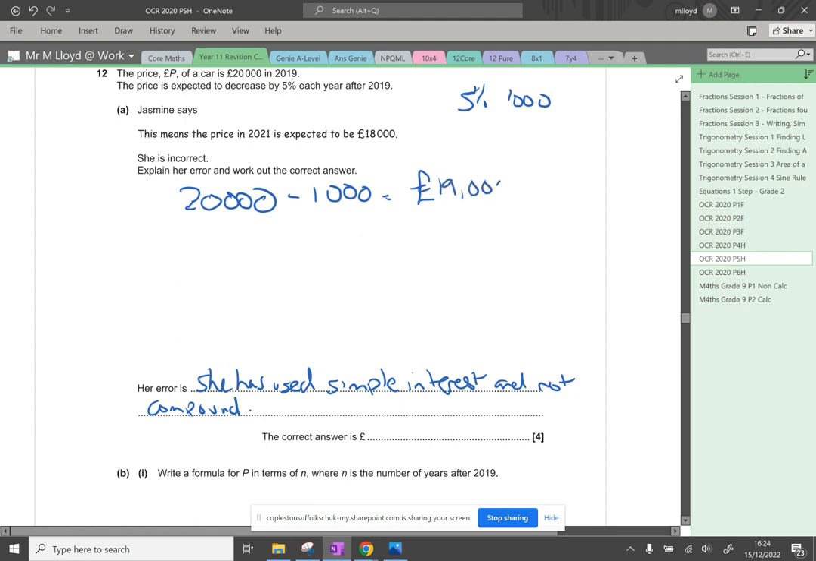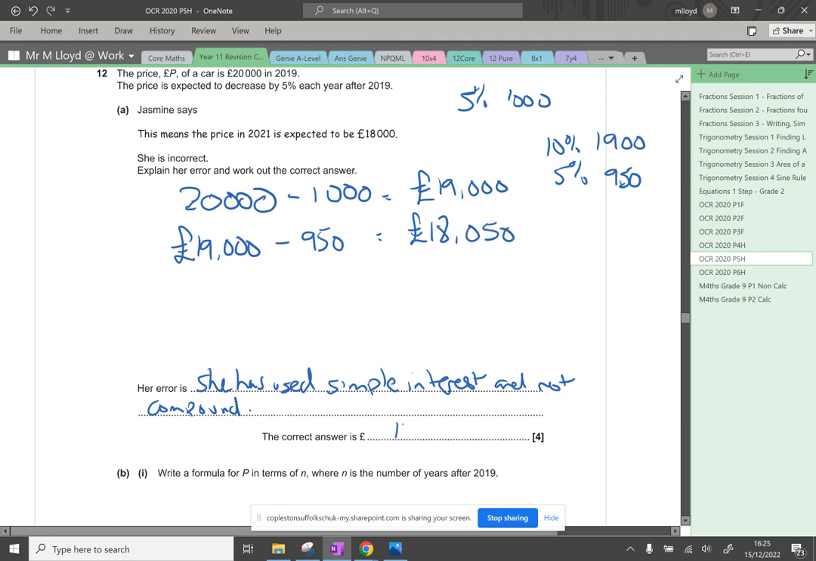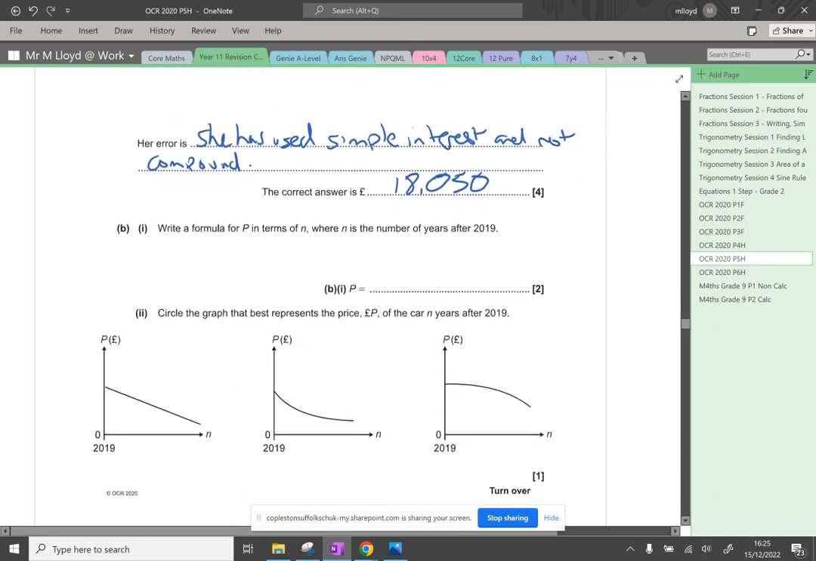That's after 1 year. And then 19,000, we're again going to take off the 5%. 10% is 1,900. So I just need to halve that. This isn't going to be as bad as I thought. £950. Take away 950. That gives us £18,050. There we go. So it's only 50 quid out, but it makes a big difference.